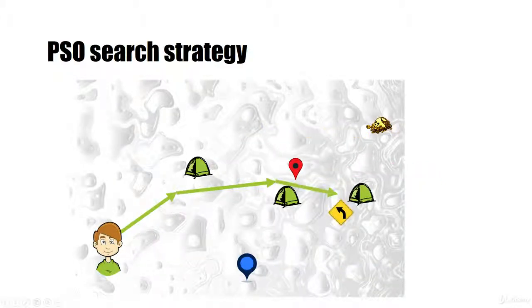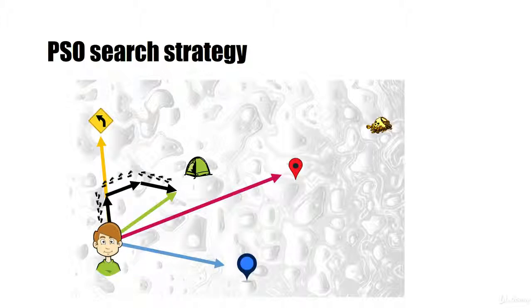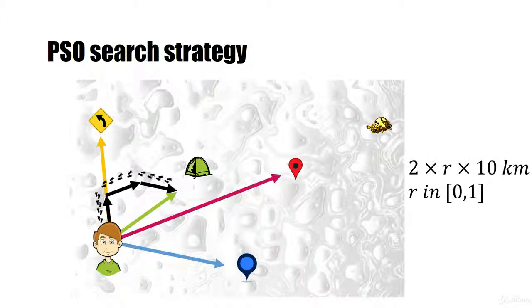Day number 3, day number 4, and day number 5. So now the question is, what makes PSO a stochastic algorithm? Remember that we assumed every team member moves 10 km every day? We can vary this by a random component: 2 times r times 10 km, where r is a random number in the interval between 0 and 1. This random component varies the walking distance from 0 to 20 km, and this impacts the next location every day.